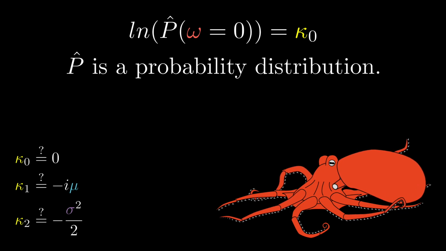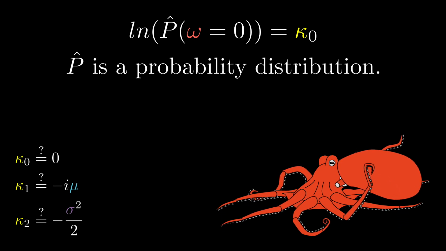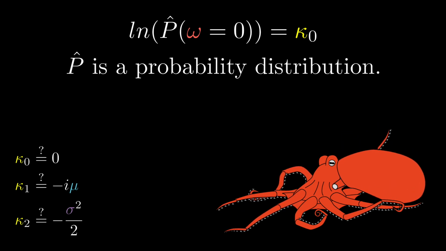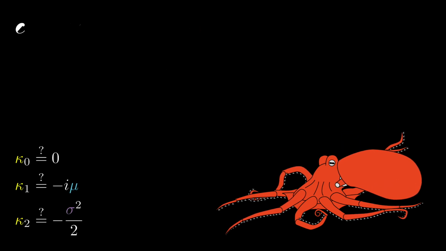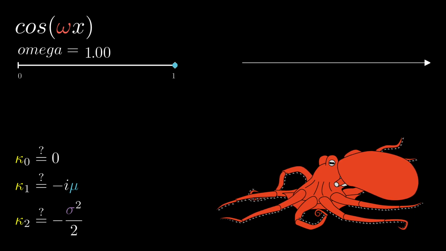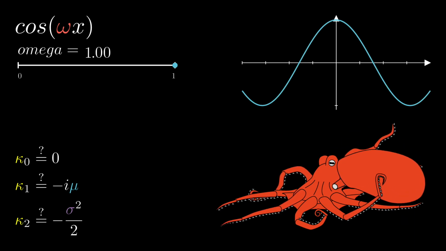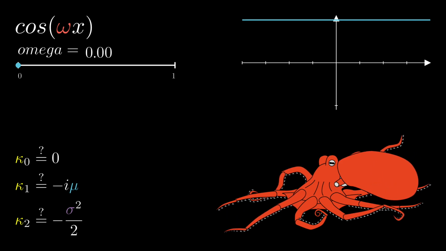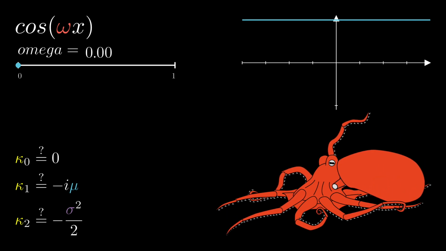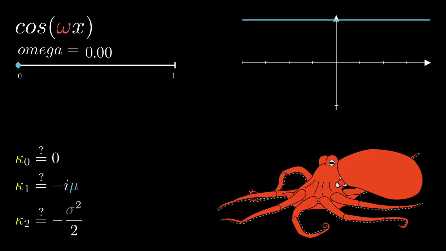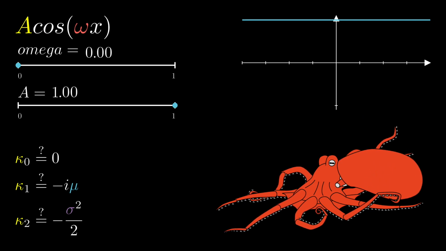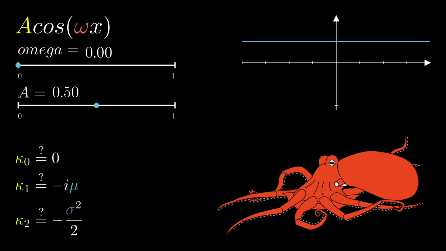To understand why this is, we must first understand what it even means to evaluate the Fourier transform at 0 frequency. Let's look at a cosine wave and put in that it has a frequency of 0. No matter what x is, we will always evaluate the cosine at a value of 0, which just turns it into a constant 1.